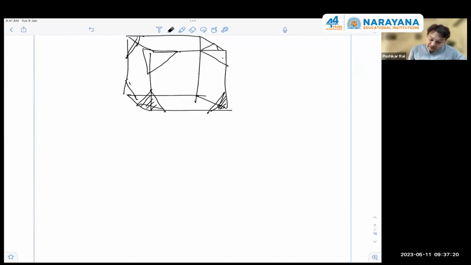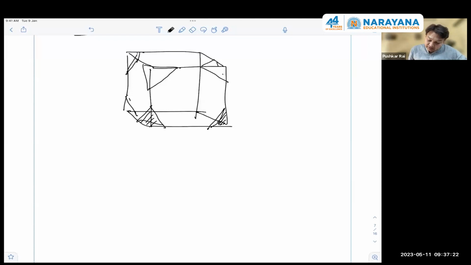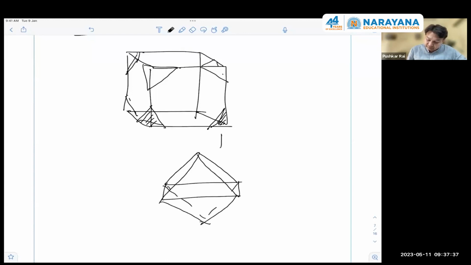So this cube is ultimately going to be converted into what? An octahedron. And all along this cutting, the symmetry of the cube is similar to the octahedron in all respects. All the symmetries of the cube will be there in the octahedron. And if you keep on cutting this octahedron along this, what are you going to get? Once again, you're going to get a cube.